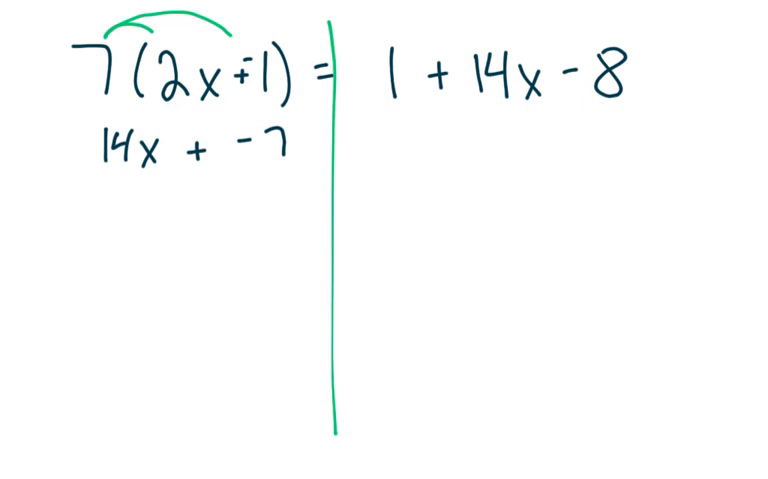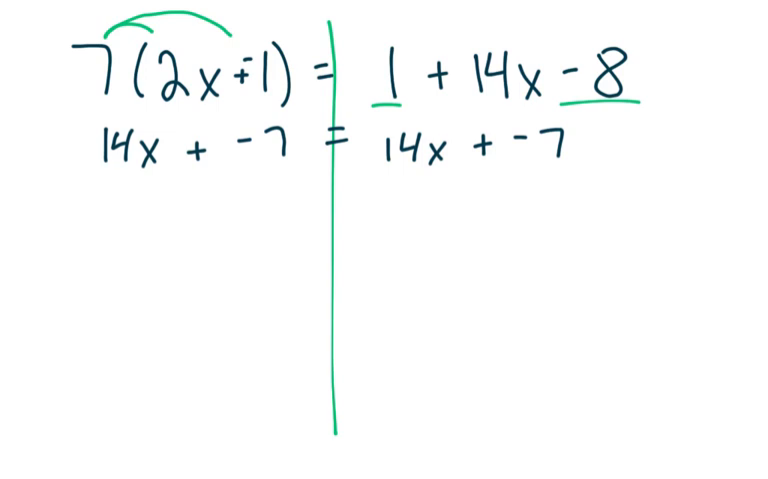Numbers go with numbers. So this 1 goes with this negative 8. They're already being combined, so all I do is 1 plus negative 8. 1 plus negative 8 is negative 7. So on this side, I have 14x plus negative 7. Then I bring down my equal sign.